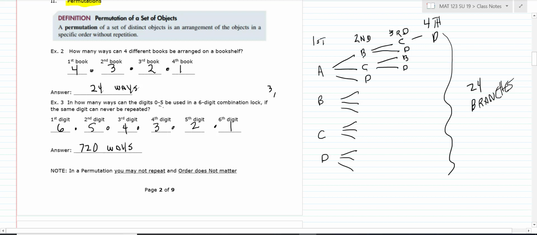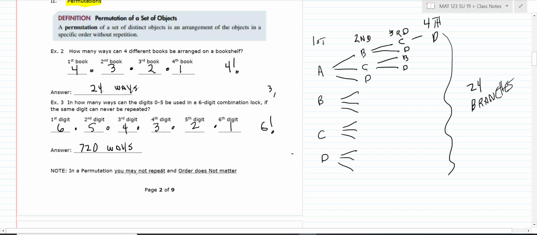The idea is you can't repeat. So it would be wrong to have a combination 0, 0, 1, 1, 2, 2. You can't have that. None of the digits can be repeated. So that's the idea. If you look at this, then this is really 6 factorial. That kind of gives you an idea why we talked about factorials, because it has a lot to do with these counting problems.